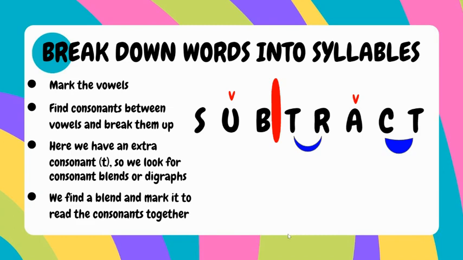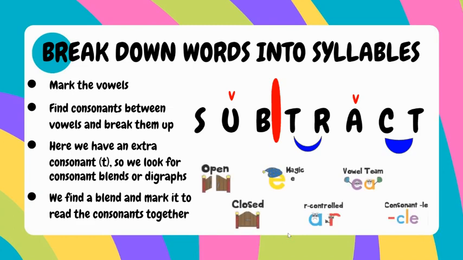And so we have our vowels, we have them split the word up in two parts. And so now we ask ourselves, is there a consonant plus LE situation? No. Are there any vowel teams? No. Do we have a controlling R? No. There's no vowel in front of the R, so it's not controlling anything. Is there a magic E situation? No. So now we know it's either an open or closed syllable. SUB, we know that that's a closed syllable. And then we have TRACT, tract. We know that that's also a closed syllable.